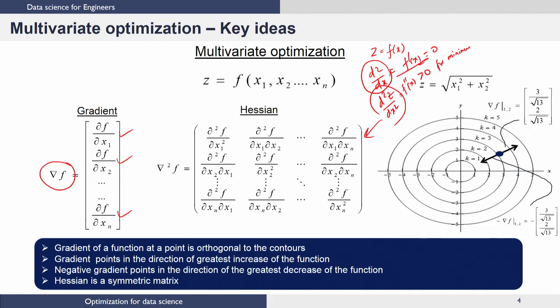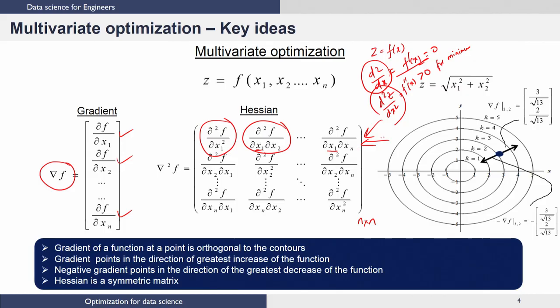matrix in the multivariate case. This is a matrix of dimension n by n. The first component is dou squared f dou x1 squared, the second component is dou squared f dou x1 dou x2 and so on, and you fill out the row like this. The notation that we have used is x1 in the front here, x2 here for the second column, x3 here for the third column and so on, xn here for the last column.